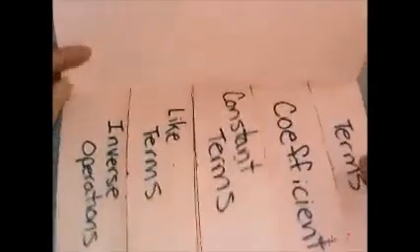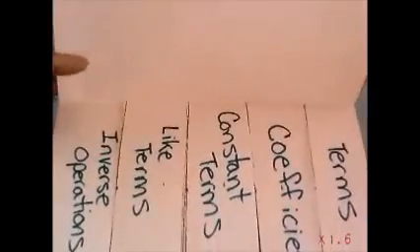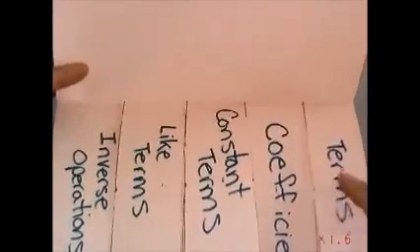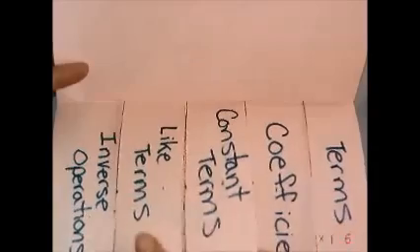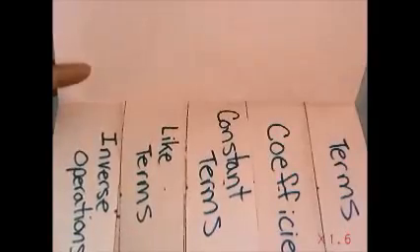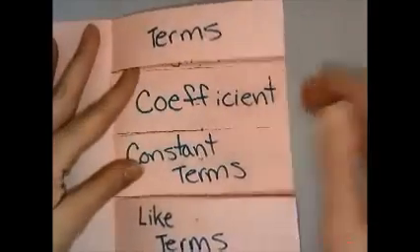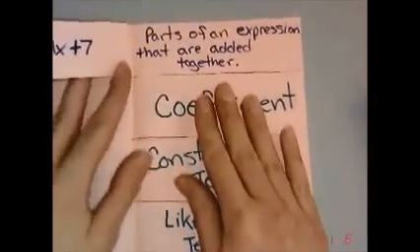Now when you flip it open, you're going to cut the second page, the page right after the title, into 1, 2, 3, 4, 5 strips. And you're going to copy your vocabulary terms: coefficient, constant terms, like terms, inverse operations, onto these 5 strips. Now, you would turn your book sideways so that you could see those. And when you open them up, you're going to have the definition on the inside.